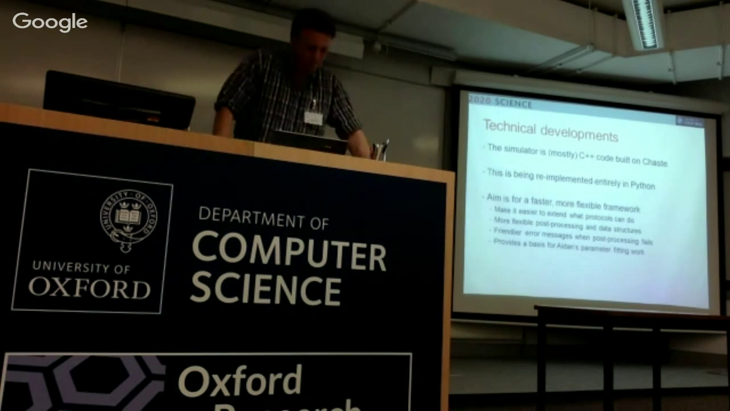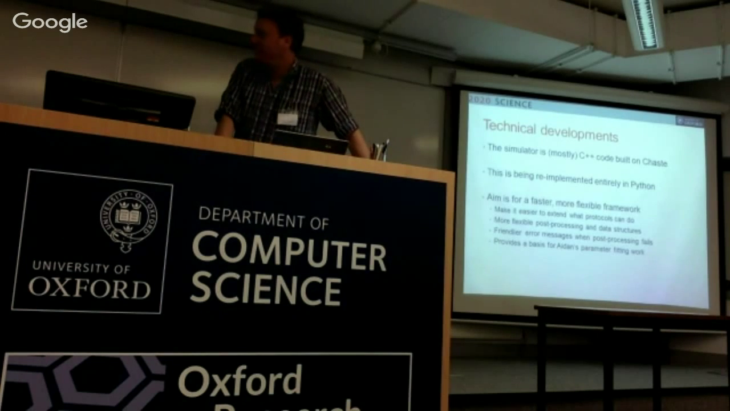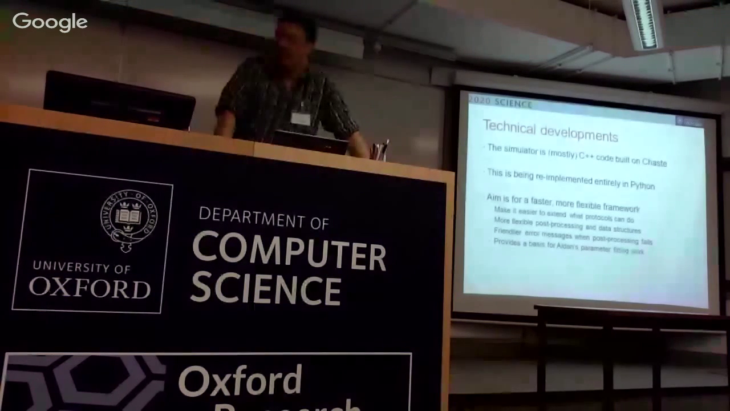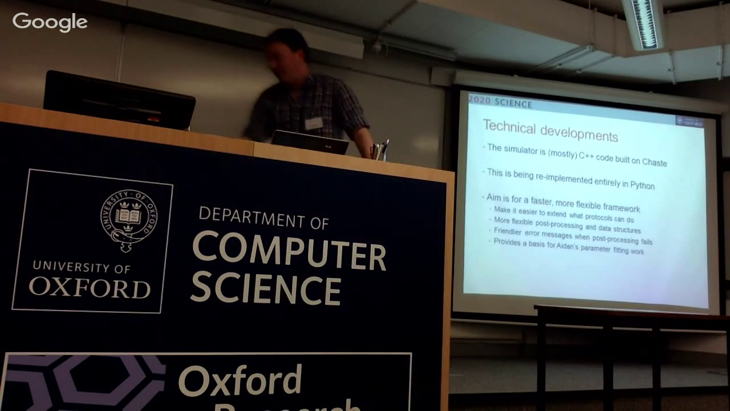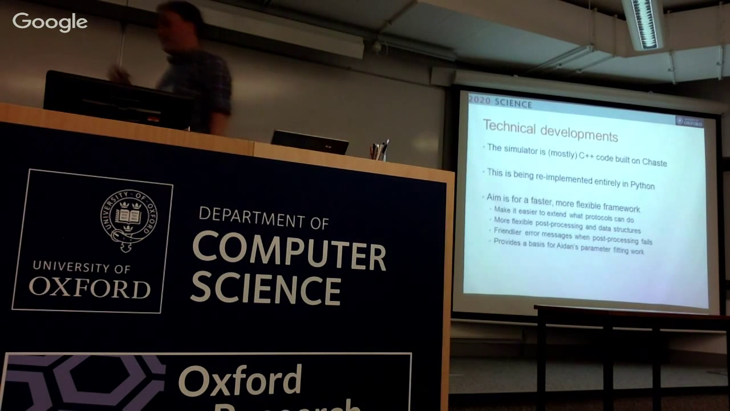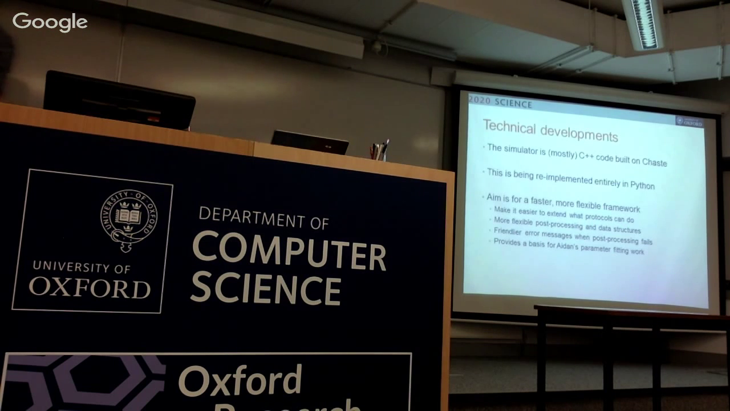In terms of technical stuff, at the moment things are still mostly C++ built on Chaste. We're re-implementing that in Python. Hopefully this will make it a bit faster, which is normally the other way around, but for the n-dimensional array operations and things that have been done almost in an on-the-fly interpreted way, they're a bit clunky in C++. They'll work a lot better in Python.